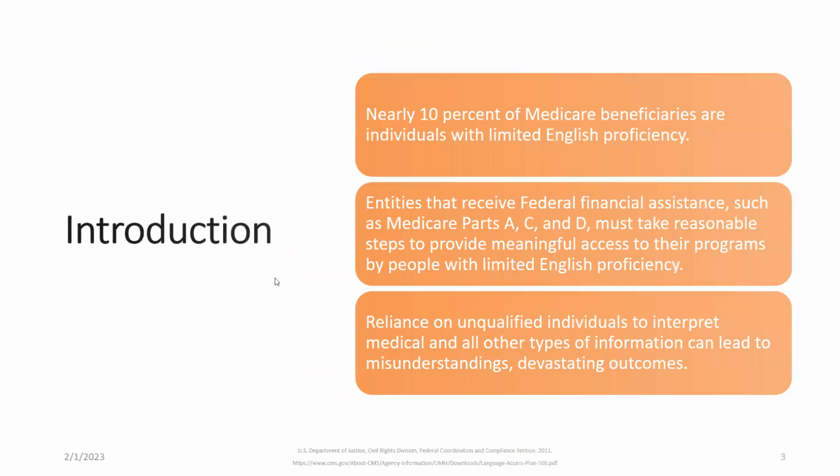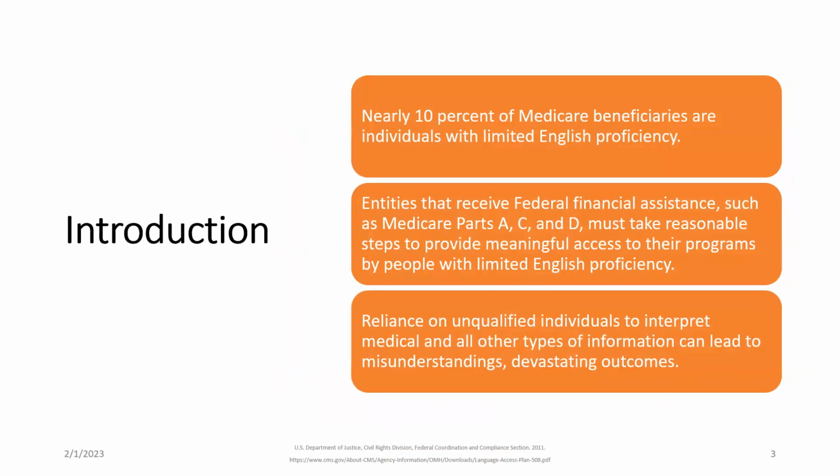Now, when we hear the term language access plan, we must understand that nearly 10% of Medicare beneficiaries are individuals with limited English proficiency. Also, entities that receive federal financial assistance, such as Medicare Part A, C, and D, must take reasonable steps to provide meaningful access to their programs by people with limited English proficiency. Reliance on unqualified individuals to interpret medical and all other types of information can lead to misunderstanding and devastating outcomes.